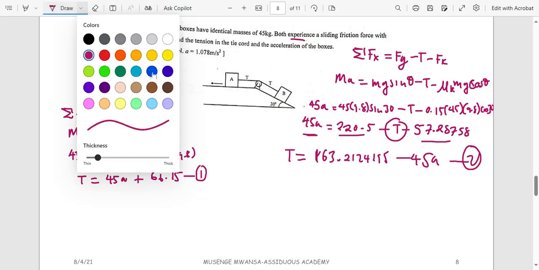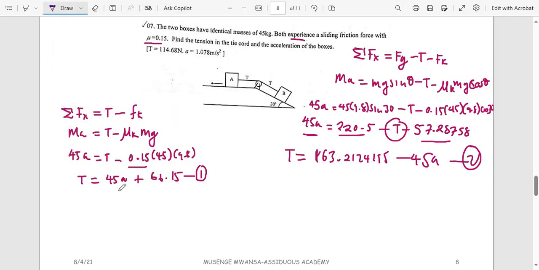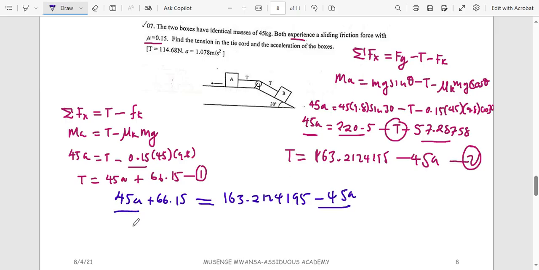Now we can equate them. We have got 45a plus 66.15. This is going to be equal to the other equation, 163.2124195 minus 45a. I'll take the 45a this side. 45 plus 45, that's a 90a. That will be equal to the other one that has remained.